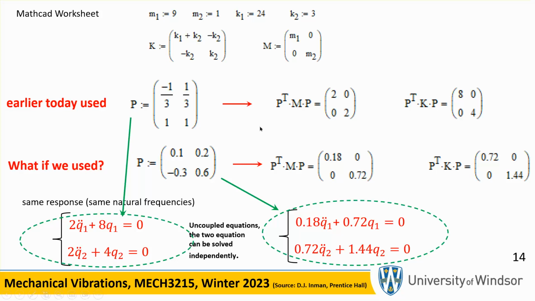Okay? The choice of the modal matrix P was arbitrary, because mode shapes are not unique. That's why there is arbitrariness involved here. But irrespective of what you use, the decoupled equation of motion will be the same. They don't look the same, but this is a multiple of that, and this is a multiple of this. Okay?